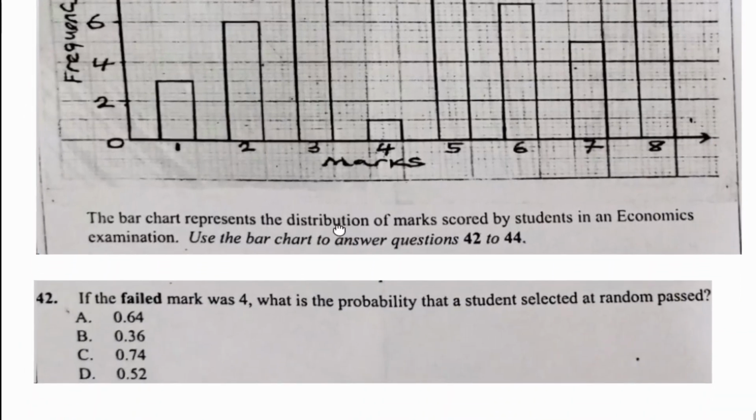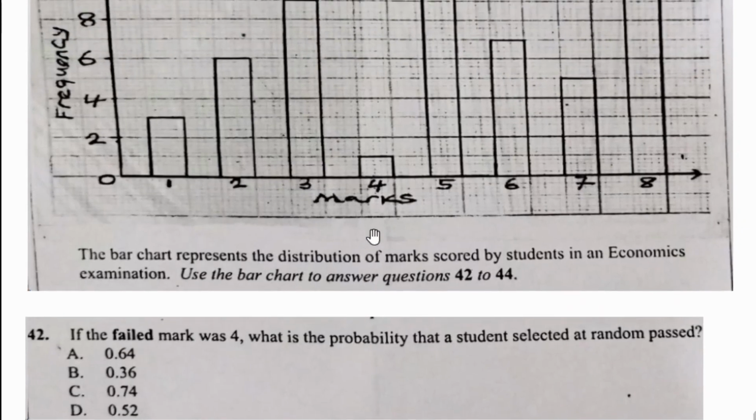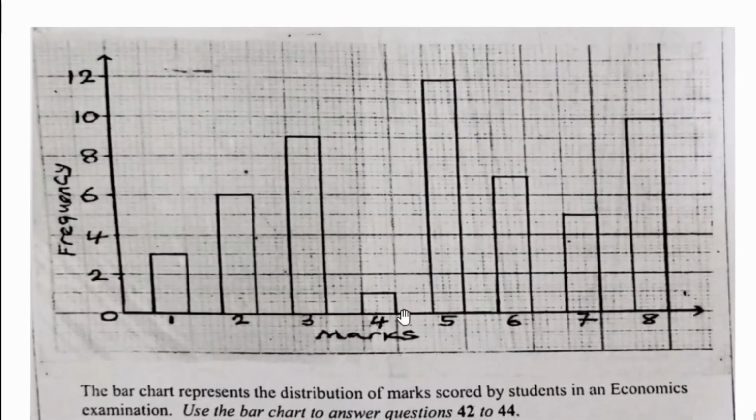Question 42 says that if the fail mark was 4, what is the probability that a student selected at random passed? And even before we move on to that question, I just want to call attention to the fact that, looking at this bar chart here, the x-axis has the marks and the y-axis has the frequency, or the number of students.